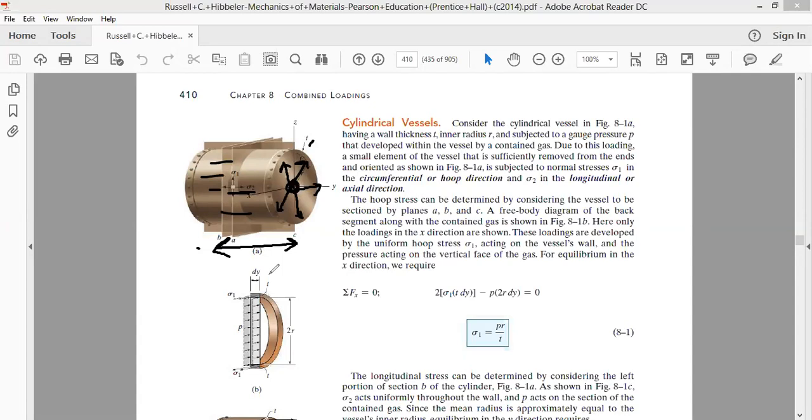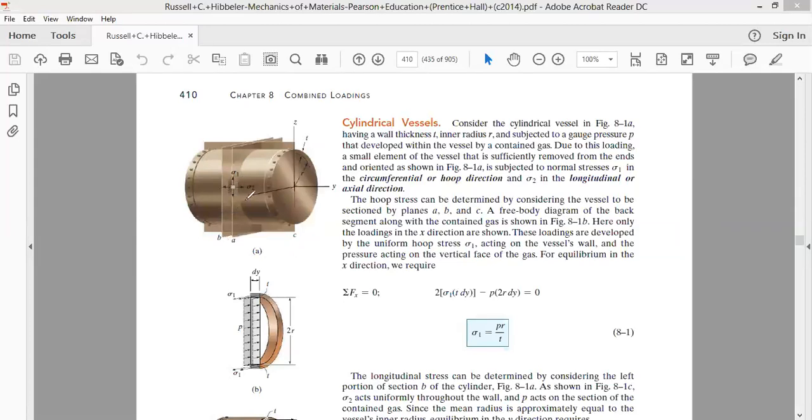That gives us an indication that the pressure inside a cylindrical vessel tends to increase the diameter of the vessel as well as the length of the pressure vessel. That's very important. The effect of the fluid is that it tries to increase the length as well as the diameter.